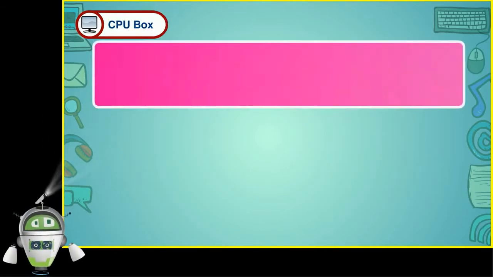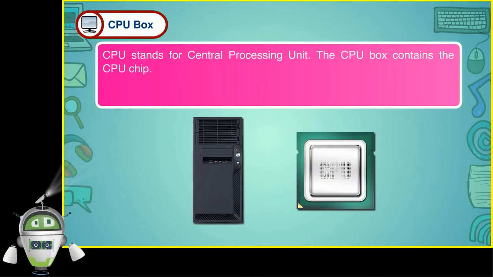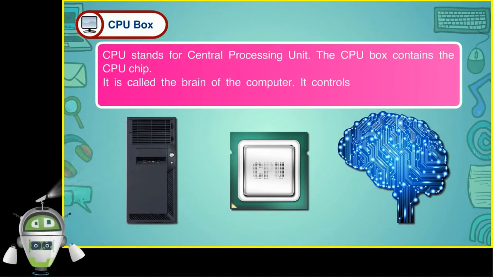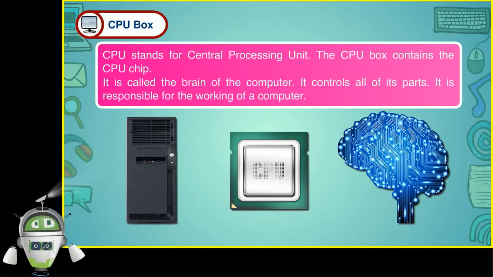CPU box. CPU stands for Central Processing Unit. The CPU box contains the CPU chip. It is called the brain of the computer. It controls all of its parts. It is responsible for the working of a computer.